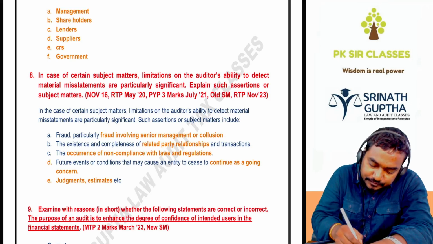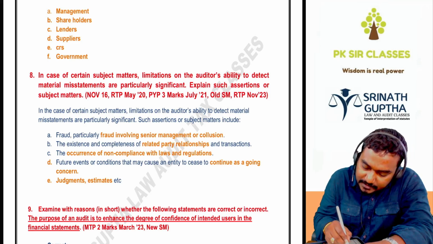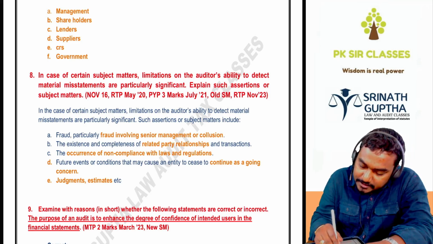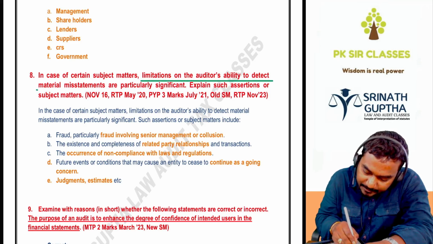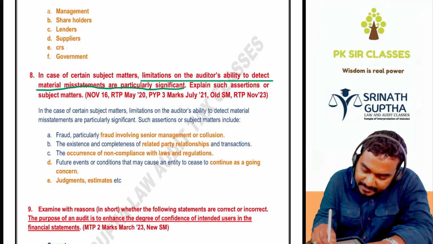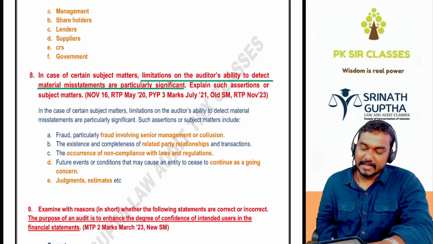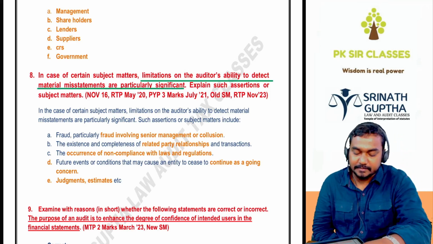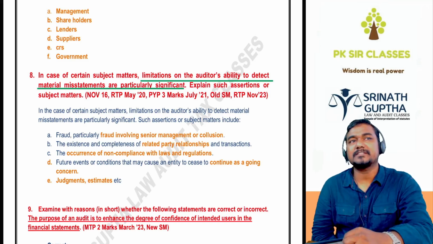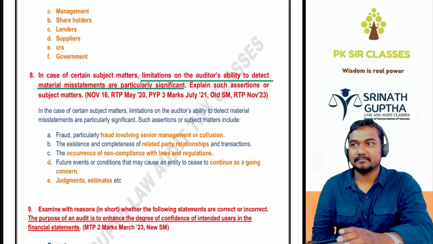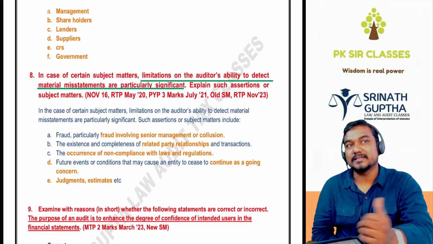In case of certain subject matters, limitations on the auditor's ability to detect the material misstatements are particularly significant. Explain such assertions or subject matters. Have we discussed this point anywhere in the chapter, frankly speaking? Not specifically covered anywhere in the chapter. But the question is there in the scanner.